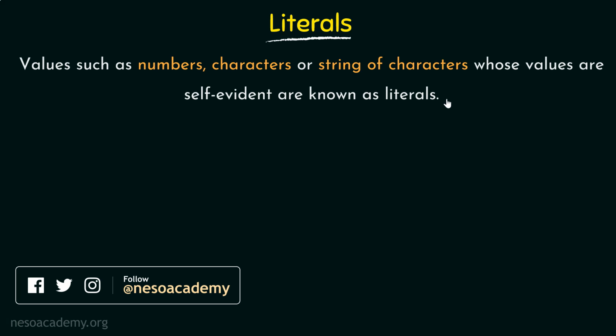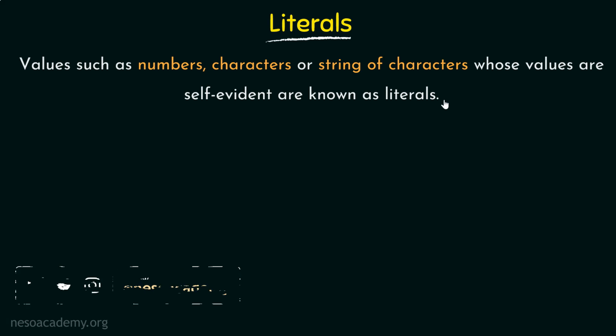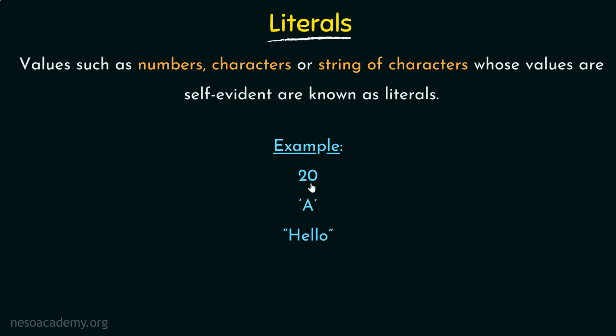So any values such as numbers or characters or strings of characters whose value, when we just see it, we know that yes, this is the value. That means self-evident values are known as literals. For example, we have an integer 20. We know that 20 just means 20. And then we have a character A. When you look at it, we know that it just means A.